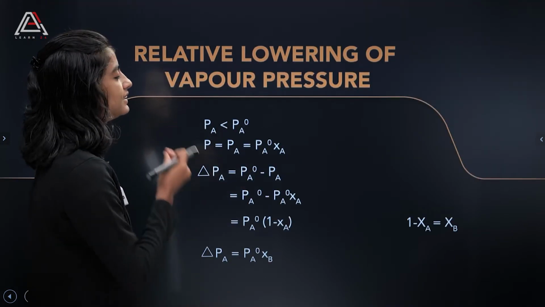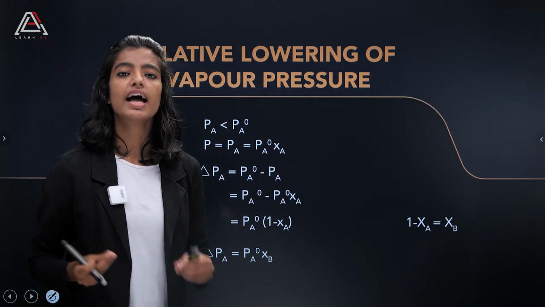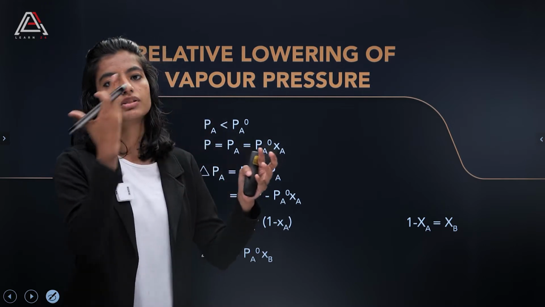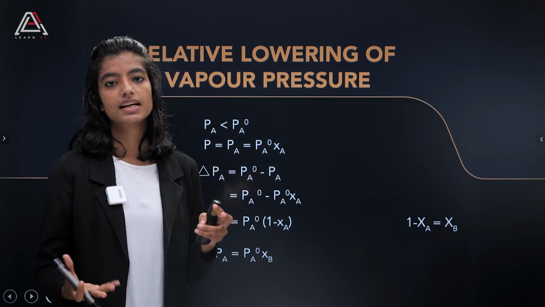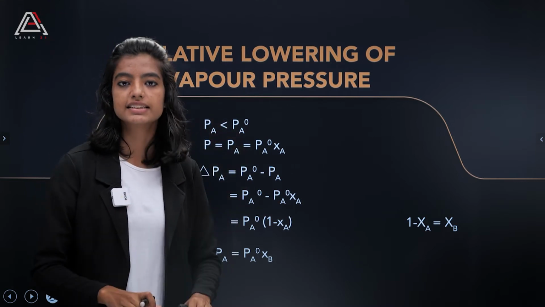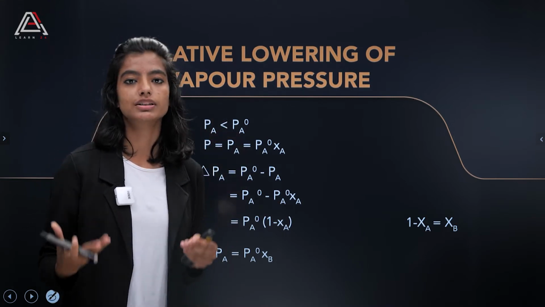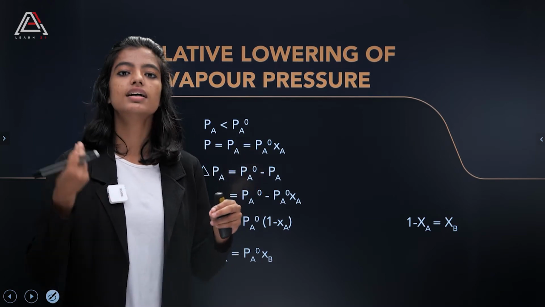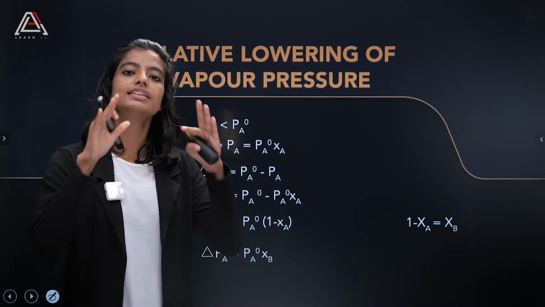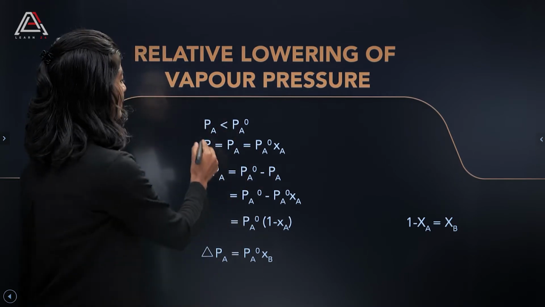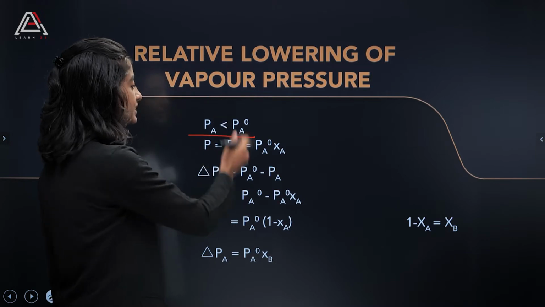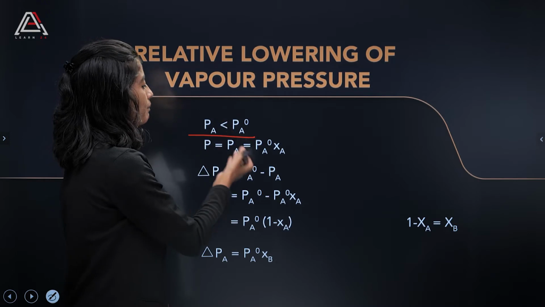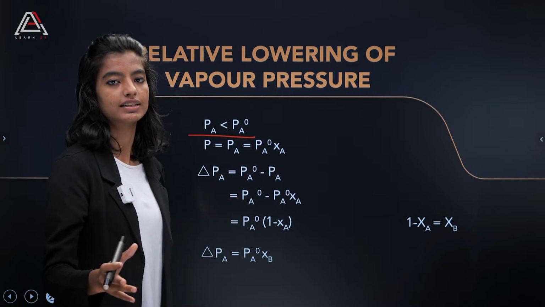First one is the relative lowering of vapor pressure. As I told you earlier, when I add a non-volatile solute to a volatile solvent, the vapor pressure of the solution decreases when compared to the pure solvent. PA will be less than PA0. What is PA and PA0? PA is the partial vapor pressure and PA0 is the vapor pressure of the pure solvent.